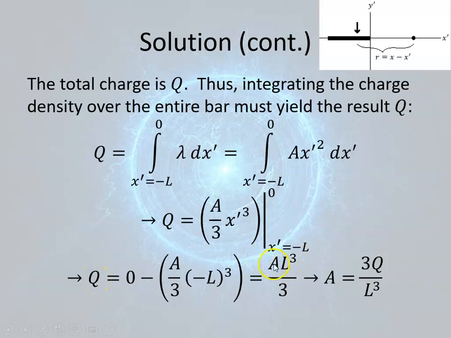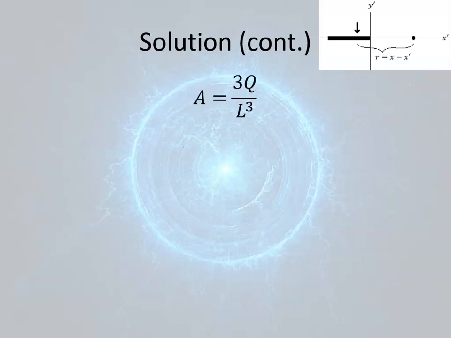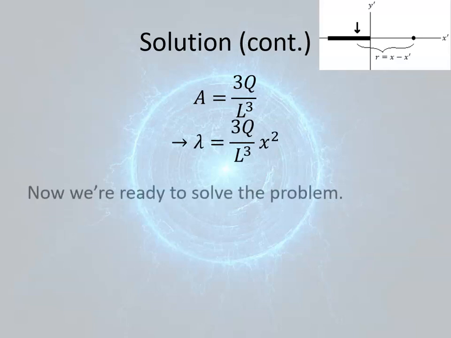Good. I can isolate for a now. My proportionality constant in this particular situation is 3q over L cubed as a result of our normalization process. Okay, so now I know what a is. I'm just going to keep that in mind. So lambda apparently is 3q over L cubed times x squared.